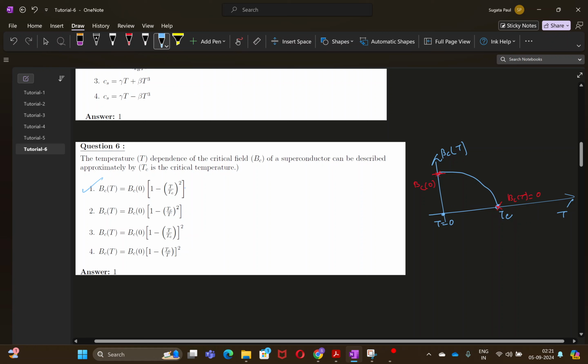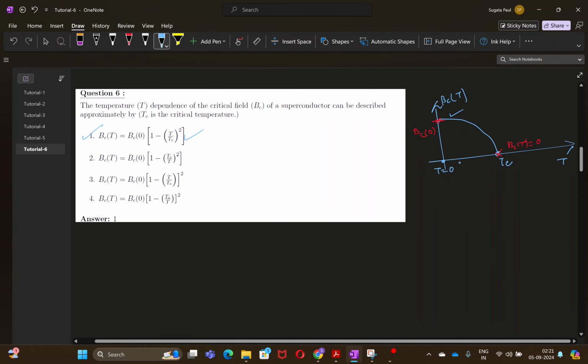Okay, so this is the whole relation. This is a quadratic form. That is why we get a plot like this. But to actually explain the physical significance, if you put T equal to 0, that means you are at very low, almost 0 Kelvin temperature, then this relation becomes BC T equal to BC 0 into 1 minus 0 whole square. So this is just equal to BC 0.